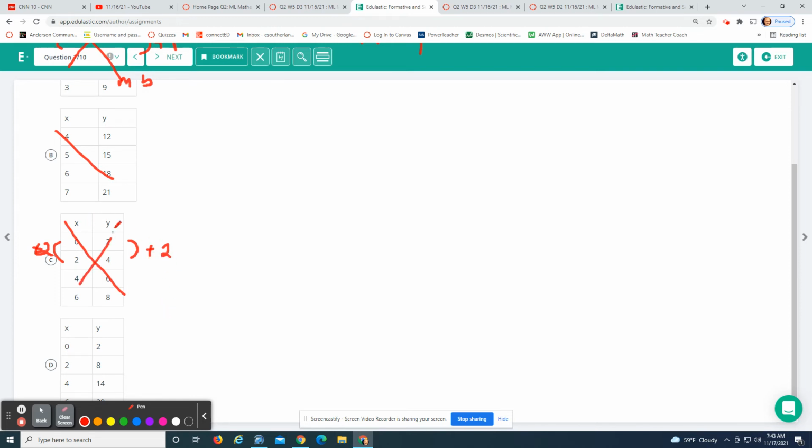Now, that means that D has to be the right answer, but you can double check. 2 to 8 is +6. 0 to 2 is +2. And then 6 over 2, if I was to reduce that, would become 3 over 1. So it has to be D.